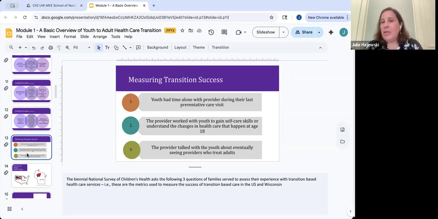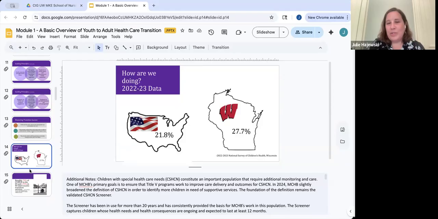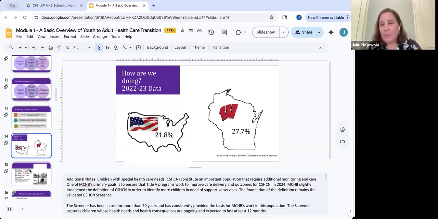And did they talk to the youth about seeing providers who take care of adults or treat adults? So the question that comes up next is, well, how are we doing? In Wisconsin, what does the work look like for transition? And these numbers were recently updated. So this comes from the 2022-23 National Survey of Children's Health.